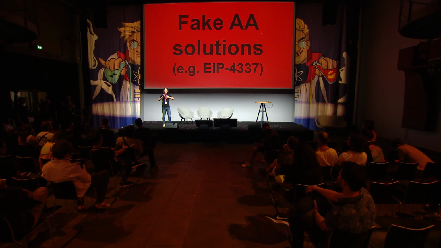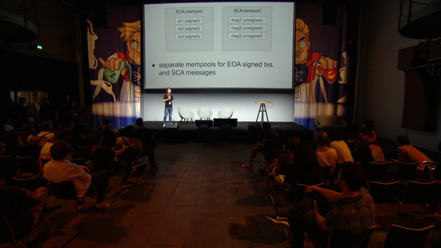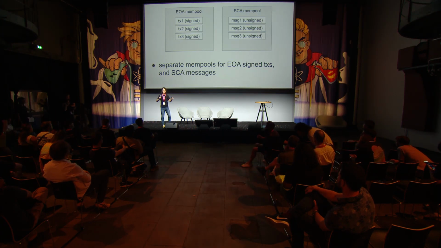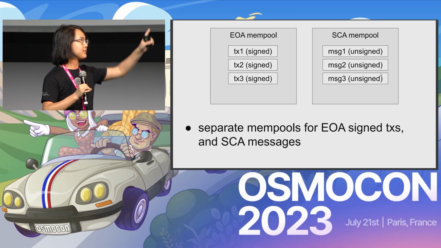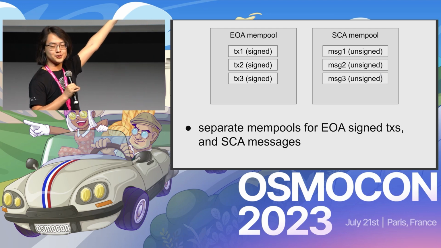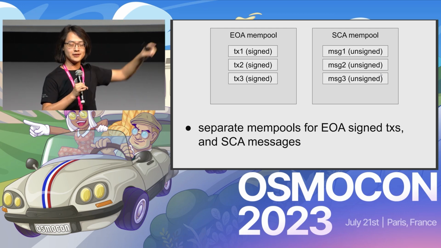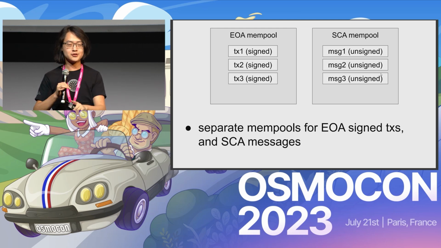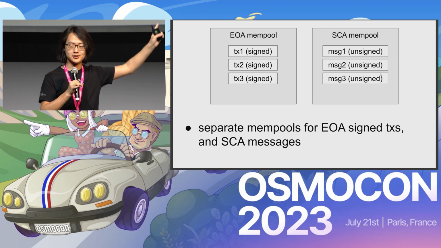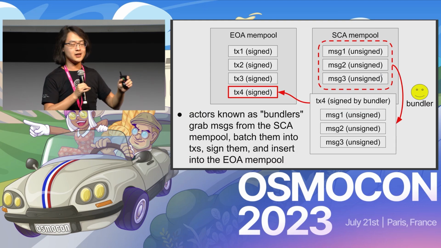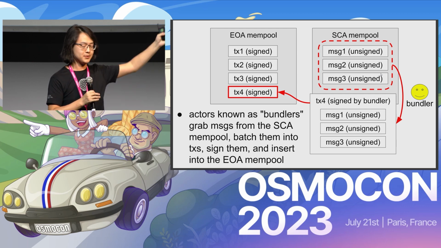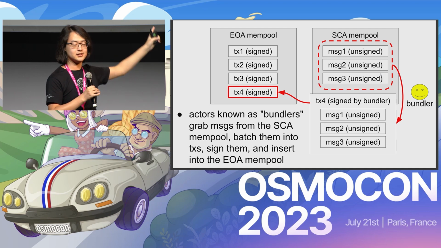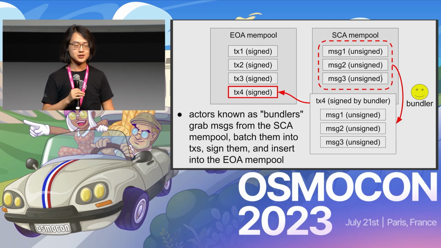One I would call the fake AA solutions. An example of this is EIP 4337. I call them fake because they don't actually let smart contract accounts send transactions. What they do instead is have a separate mempool. There is a normal mempool for normal transactions, and a separate mempool for smart contract transactions. Smart contract accounts broadcast their transactions into this new mempool, and then a type of actor called the bundler grabs transactions from that separate mempool, signs them, and inserts the new transaction into the traditional mempool.